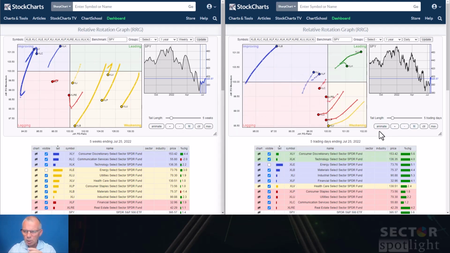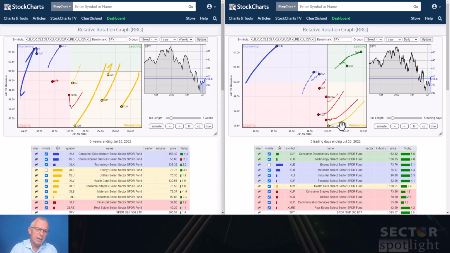And what we then see is the defensive, so healthcare, staples, utilities. These are all going through a setback. They're still on the right-hand side, but they're going through a setback. And that's confirmed here on the daily, where you see utility, staples, and healthcare either inside lagging or very close to crossing over into lagging, which is healthcare, which is the lowest one.